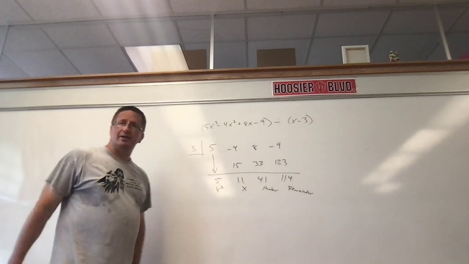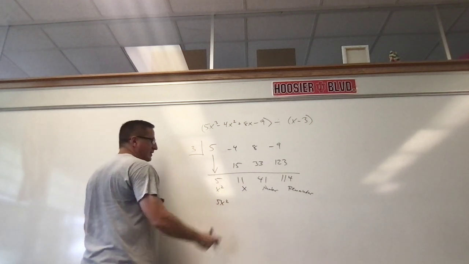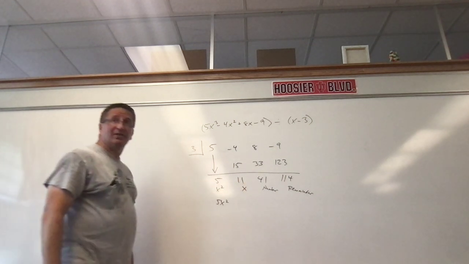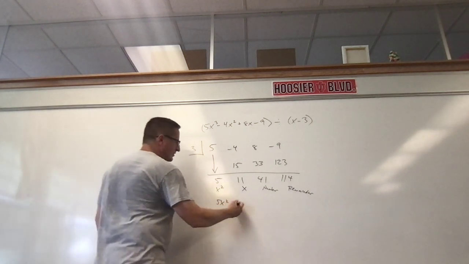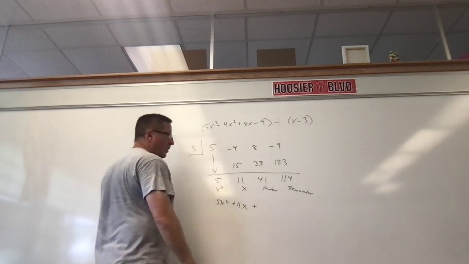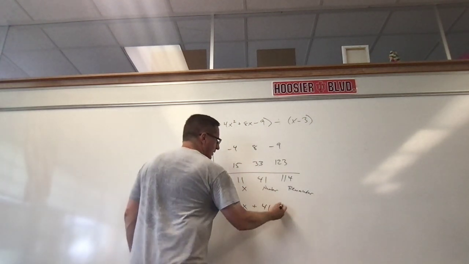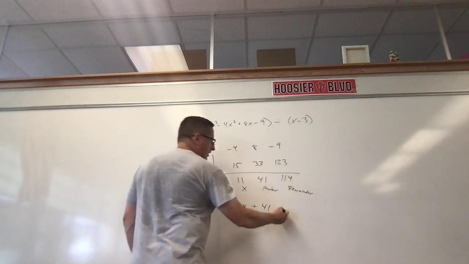So, put it all together. How many x squareds do we have? 5 of them. 5x squared. We have 11x's, not negative 11x's, so we put plus 11x. Plus, because it's not negative, 41, it's just a number. You don't put the x with it, so 41. And this is not negative, so plus 114.